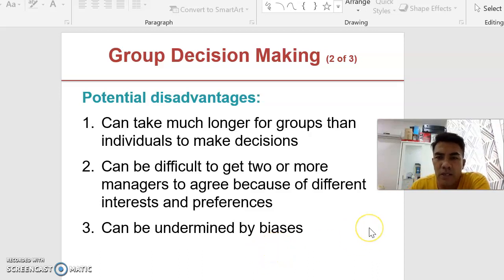Potential disadvantages, however: it can take much longer, especially when you have many dominant players in that particular group. Everybody does not want to back down in terms of their ideas, thoughts, and opinions, and this might lengthen the time taken to make a decision. It can also be difficult to get two or more managers to agree because of different interests and preferences. I believe we have all had this type of experience before, but we need to be aware that our objective is to make a decision, and it can be undermined by biases. Sometimes, yes, biases might occur: favoritism, departmentalism, and lots of other biases, especially when we are working in groups.